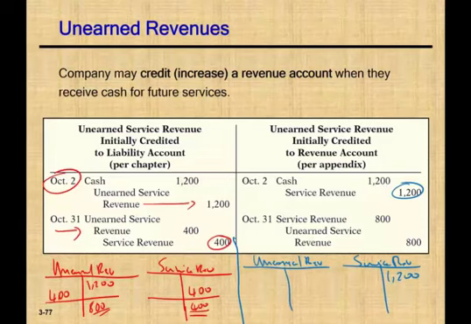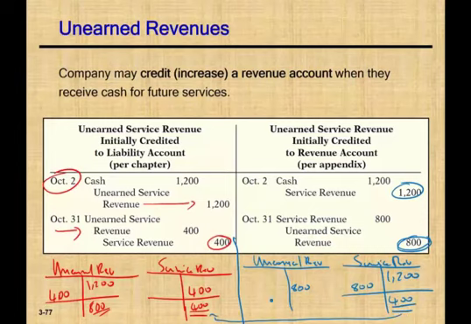Then at the end of the period, we find out that we have not earned 800. It means we only earned 400. Therefore, we credit unearned revenue and we debit revenue 800. Therefore, revenue is only 400, which is the same revenue as under the traditional method, and unearned revenue is 800, which is the same as in the traditional method. So that's the only difference between them. It's how we initially record them. One method, we don't record the revenue until later. The other method is we record it immediately.